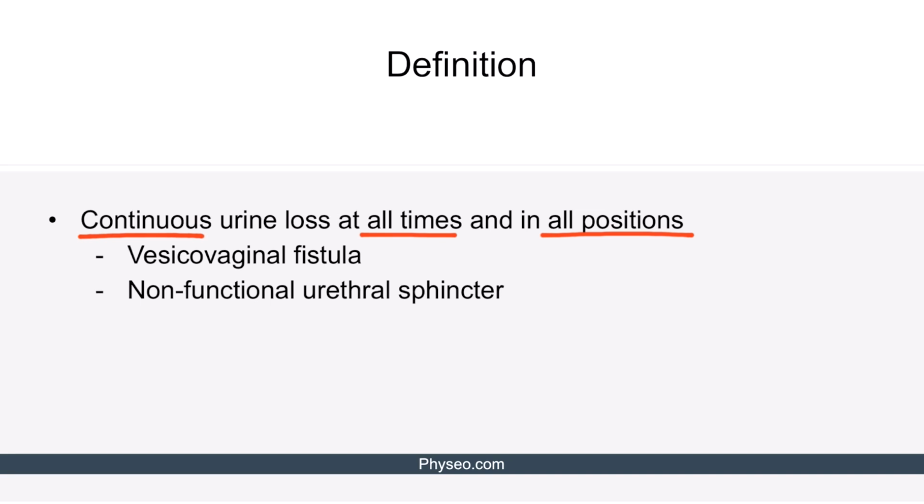Now, fistulas are aberrant connections between two areas. And in the case of a vesicovaginal fistula, there's a tract that connects the bladder to the vagina so that urine leaks out the vagina instead of being stored by the bladder and then released through the urethra.